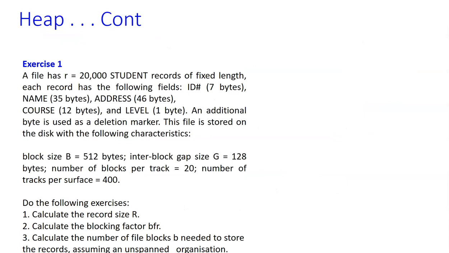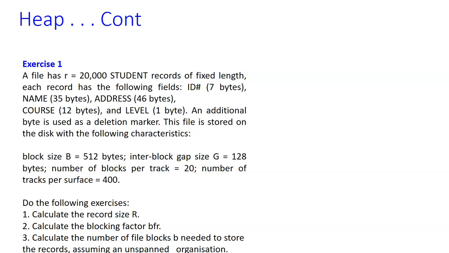So let's take an example. We want to work out a few things. Let's assume that you have a file, and this file has 20,000 student records of fixed length. Each record has the following fields. You have the ID, which is 7 bytes. You have the name, which is 35 bytes. You have the address, which is 46 bytes. You have the course, which is 12 bytes. And level, 1 byte.